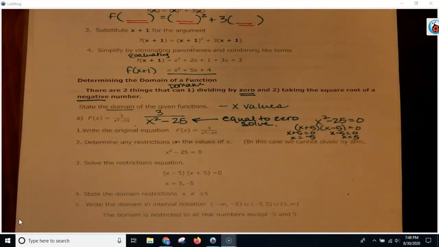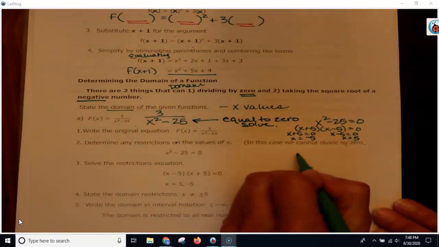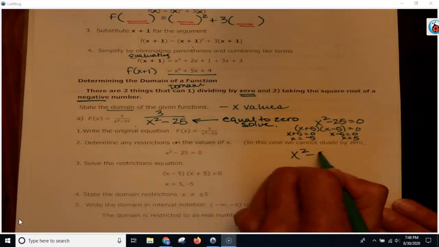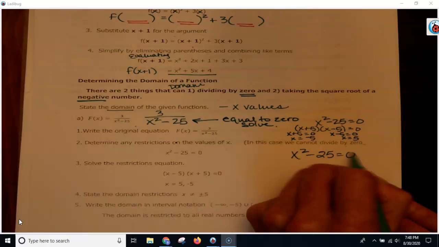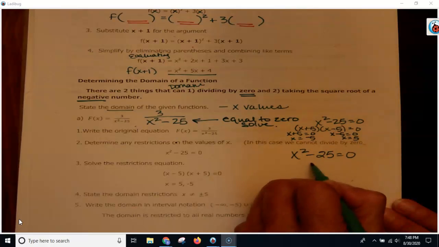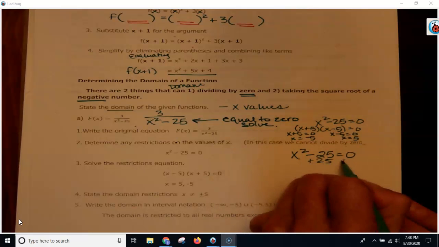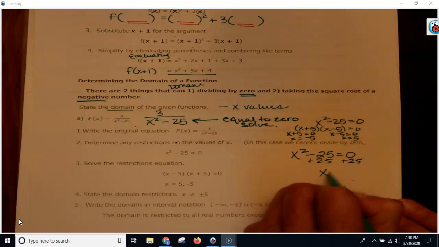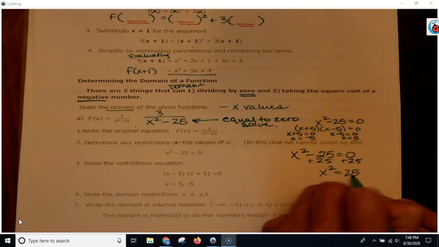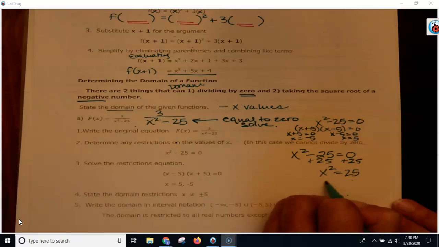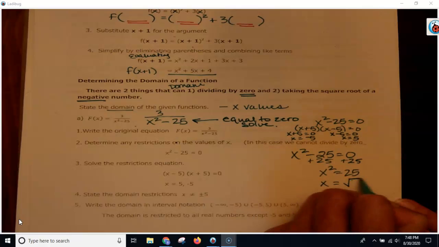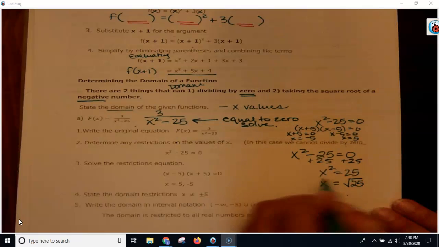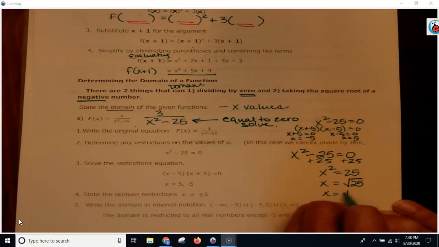So, another way, of course, to do it would be to use your square root method, if you know how to do that. You have this, you add 25 to both sides, and you get x squared equals 25. Then you take the square root of both sides, and you're left with the square root of 25, and that is plus or minus 5.